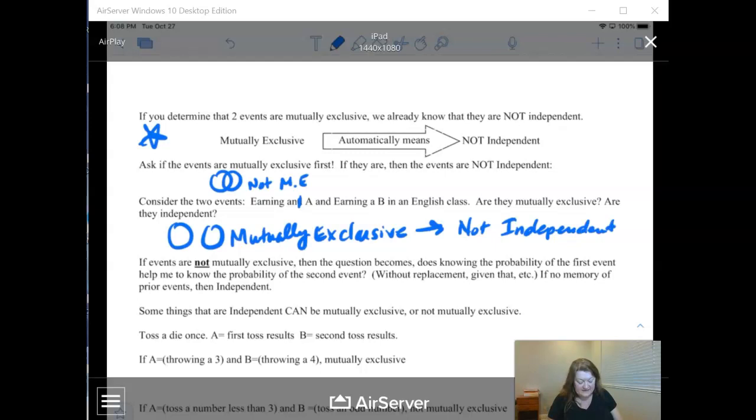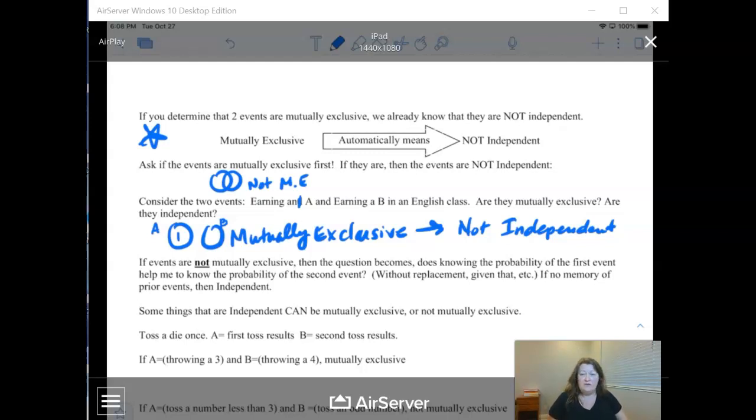Okay, so let's say I had an A. So let's say I'm standing in there. Well, knowing that I'm standing in the A circle already tells me I can't be standing in the B circle. So knowing that the A already happened is giving me information that the B cannot happen. So I am getting extra information between the two events.